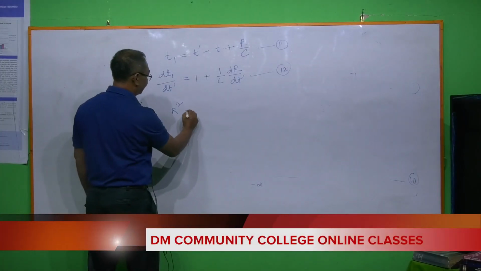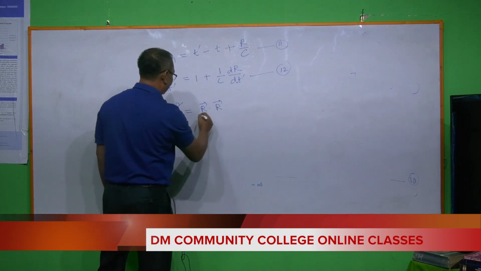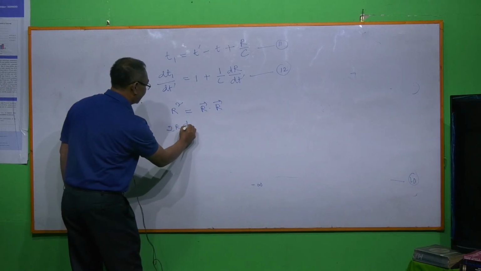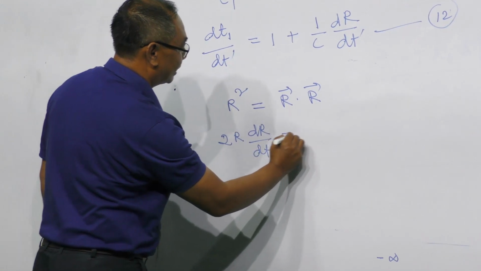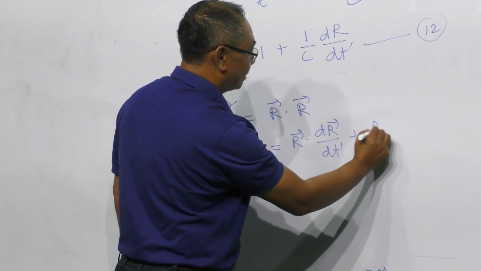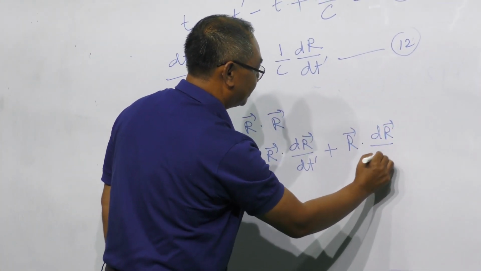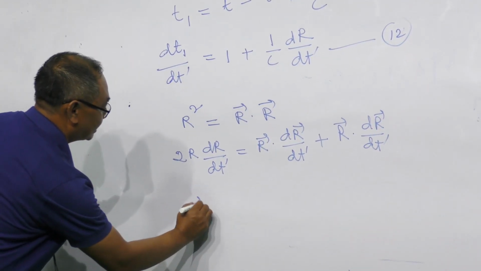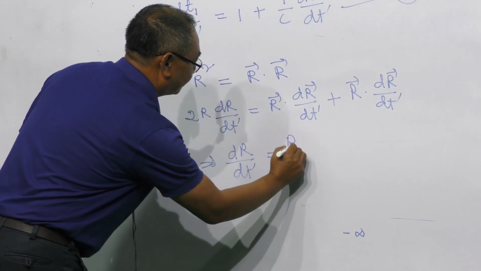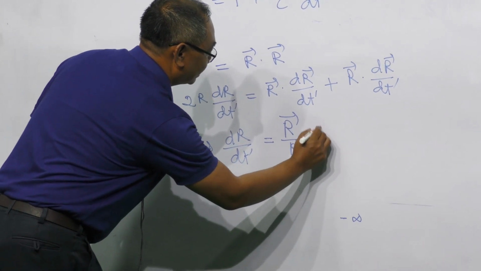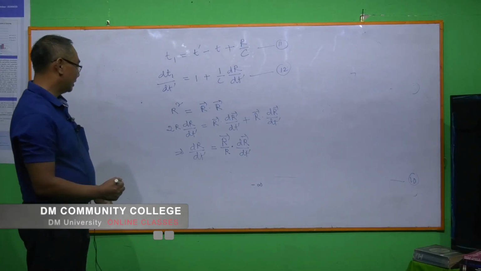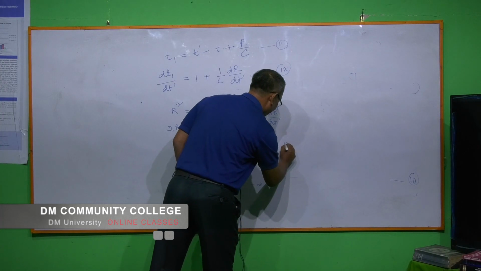R square can be expressed as the r vector dot r vector, and after differentiation with respect to t', I can write 2r dr by dt', so that I can write r vector dot dr vector divided by dt' plus r vector dot dr vector divided by dt', and after simplification I can write dr divided by dt' should be equal to r vector divided by r dot dr vector divided by dt'. And I can write this as equation number 13.